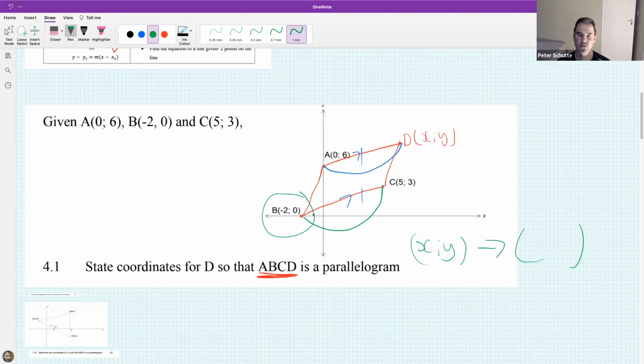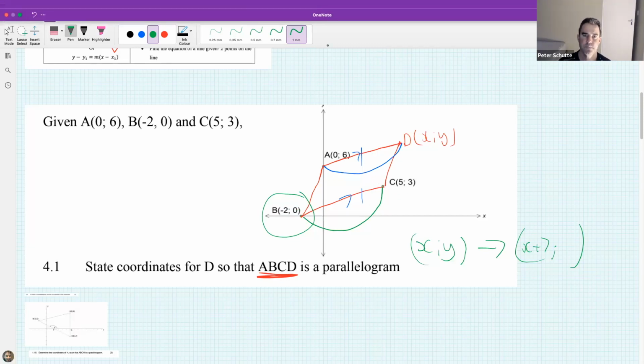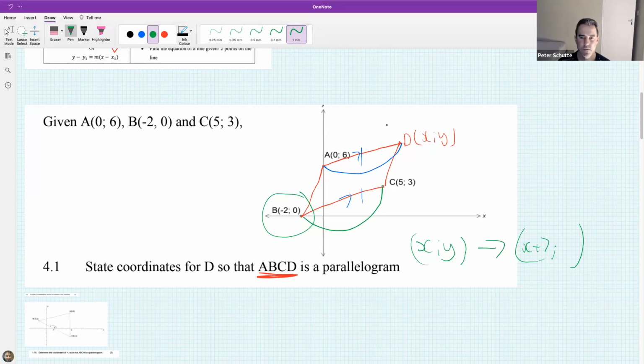How much does the X coordinate change to go from -2 to 5? Yeah, so we just go +7. Now, how much does the Y coordinate change to go from 0 to 3? So it goes from 0 up to 3, so I think I can just write Y + 3. Okay, so we've got the GPS coordinates. Now we're going to type them in.